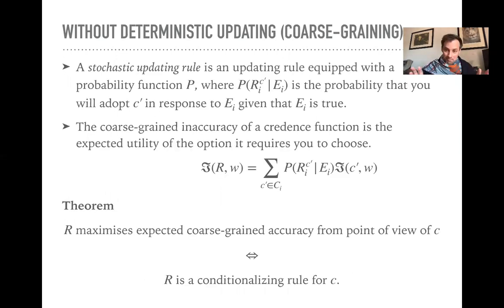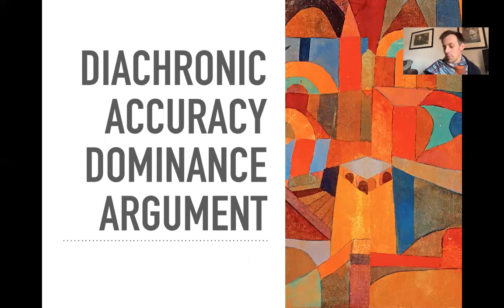What happens if you coarse-grain? Basically exactly the same again. So if you stuck with the original worlds and with a non-deterministic updating rule, you took the expected accuracy of following that updating rule when you received evidence E_i, the evidence of that world. So the inaccuracy of the updating rule at the world is going to be the expected value of updating by that, where we have some sort of probability function, could be some sort of chance function, that governs my dispositions to update in a particular way. Then you use this coarse-graining method, and you're going to get the result that your updating rule maximizes expected coarse-grained accuracy from the point of view of a prior C, just in case your updating rule is a conditionalizing rule for C.